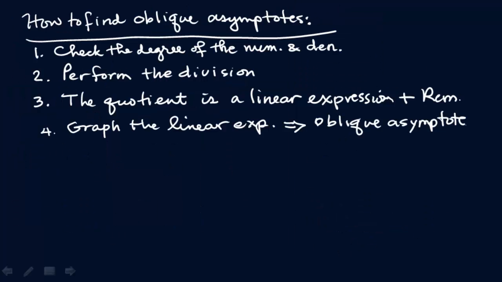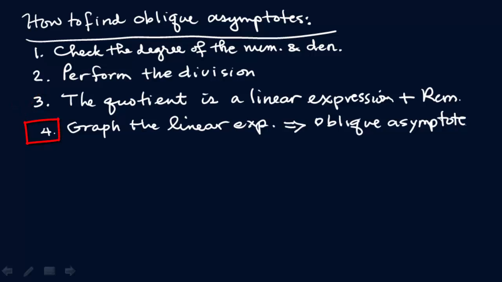And so the linear expression becomes your oblique asymptote. So how to find oblique asymptotes? The first thing we do is we check the degree of the numerator and the denominator. And it's the case when the degree of the numerator is greater than the degree of the denominator by just 1. And what we do, we perform the division. And what you will get is a quotient, which is made up of a linear expression plus the remainder. And the graph of the linear expression becomes the oblique asymptote.